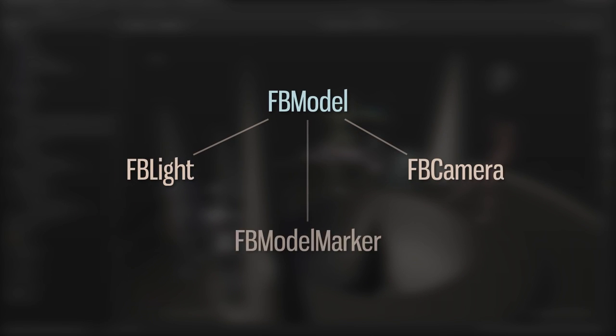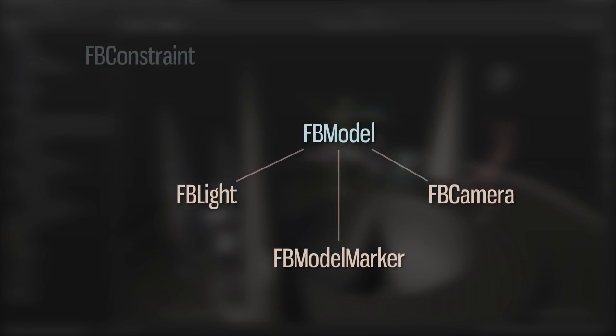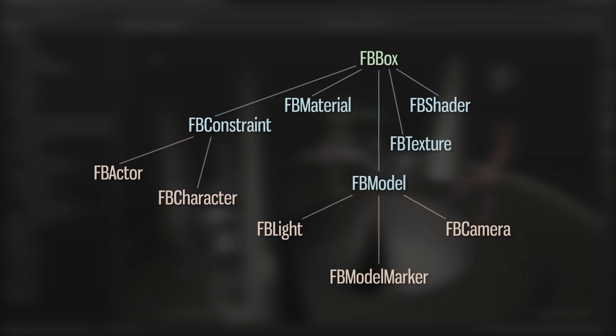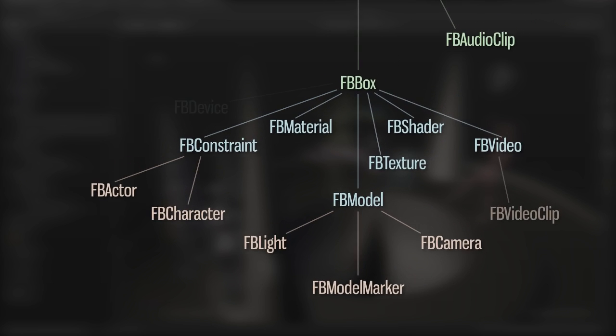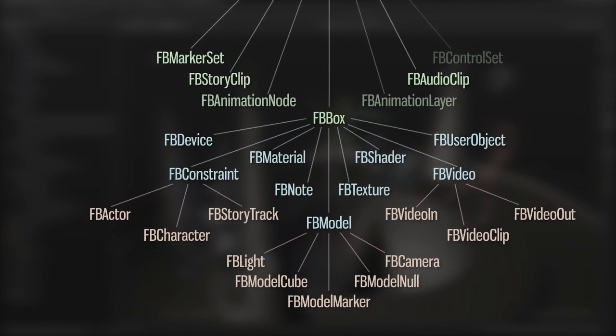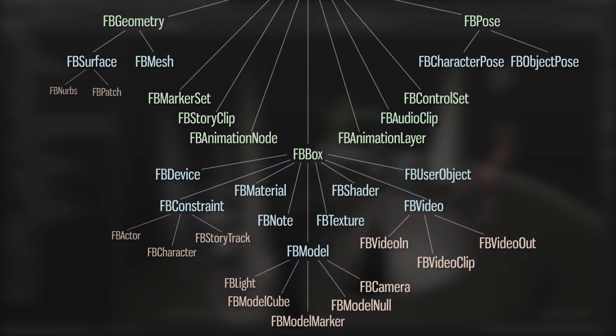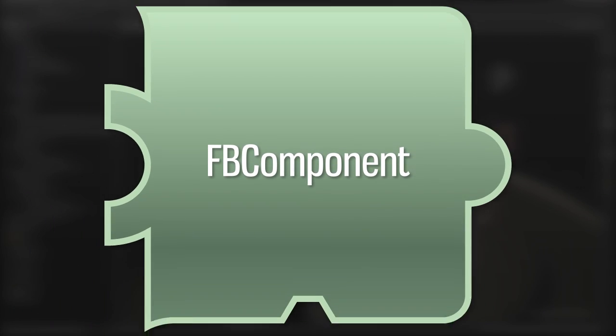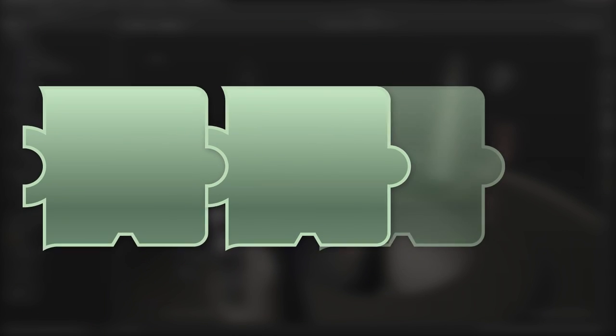We've got models, we have lights and cameras and optical markers, which are types of models. And we've got constraints and characters and actors, which as it happens are types of constraints. And we have shaders and materials and textures, audio clips and videos and motion capture devices, and all manner of other things. And we call these things components. These are the core entities that make up a scene.